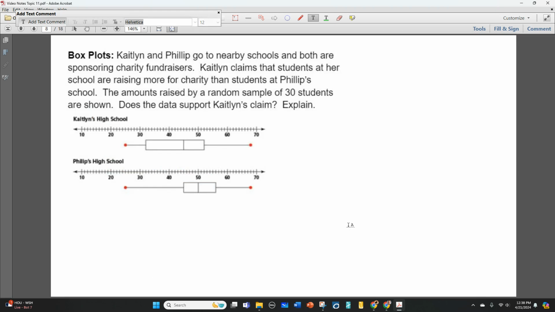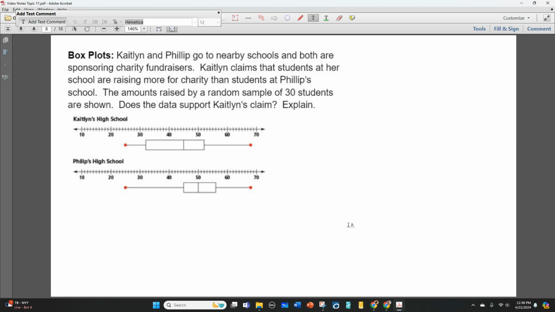All right, moving on to box plots. Remember, box plots do not give individual data values, but they make it very nice to support trends amongst data. So you can see here between Caitlin and Philip, they both had the same minimums and they both had the same maximums, but the middle part of the data is significantly different.